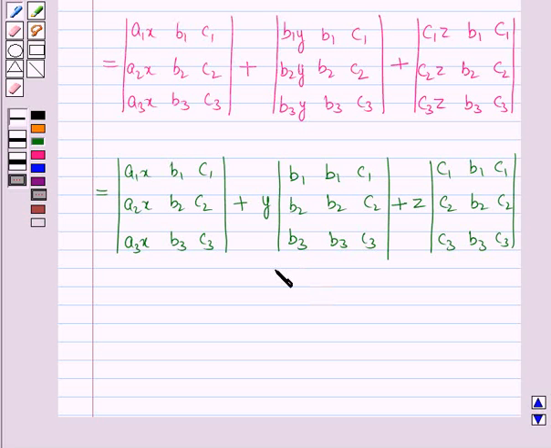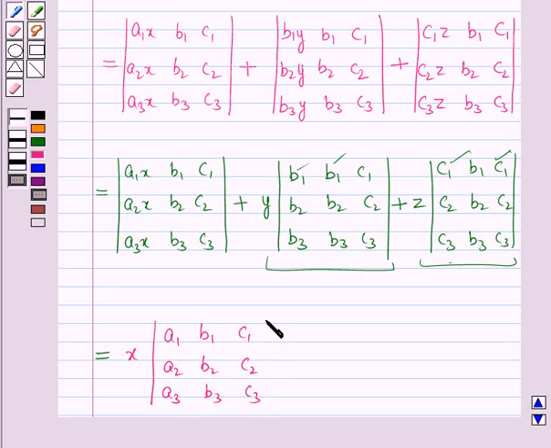Now again by using the property of determinants, these two determinants will vanish, as in this determinant these two columns are same and in this determinant these two columns are same. So they will be equal to 0 and we will get the result as x into the determinant with the elements in first row as a1, b1, c1, elements in second row as a2, b2, c2 and elements in the third row as a3, b3, c3.